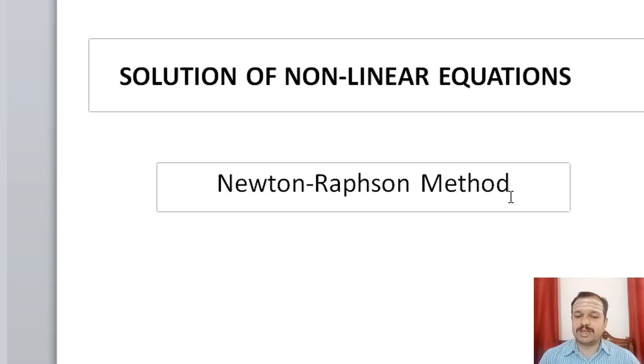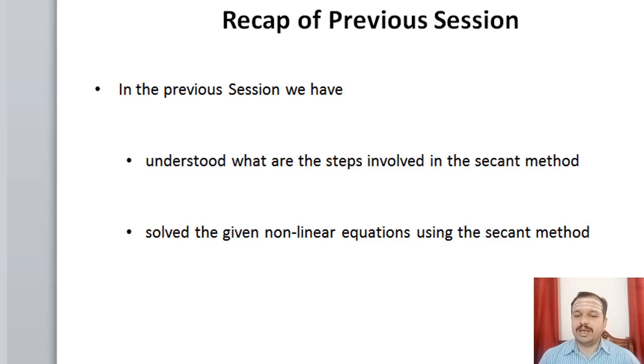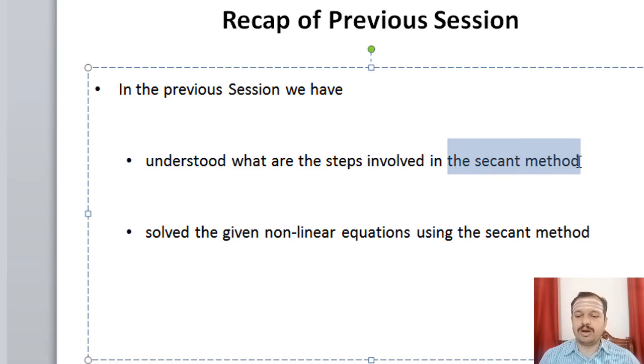So in the previous session, what have we discussed? In the previous session, we discussed thoroughly the different steps involved in the secant method, and we solved one of the important examples based on the secant method. That was our previous topic.